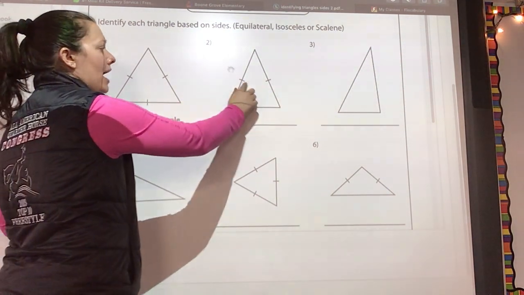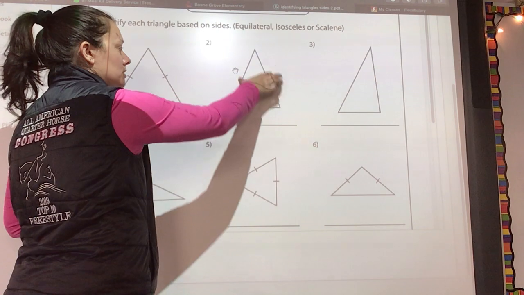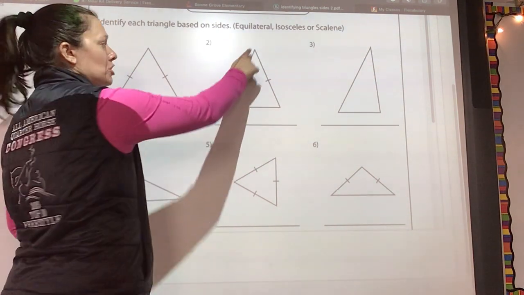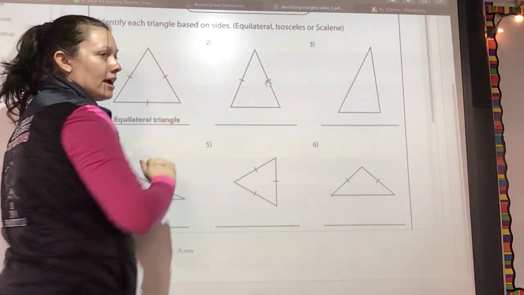Equilateral. Number 2 in your math notebook now. I see 2 hash marks, meaning that these 2 sides are the same length. What is that called when I have 2 sides the same of a triangle? Mimi?